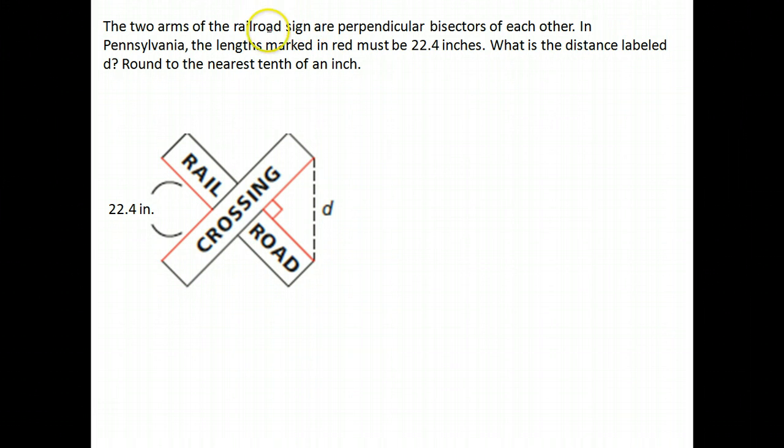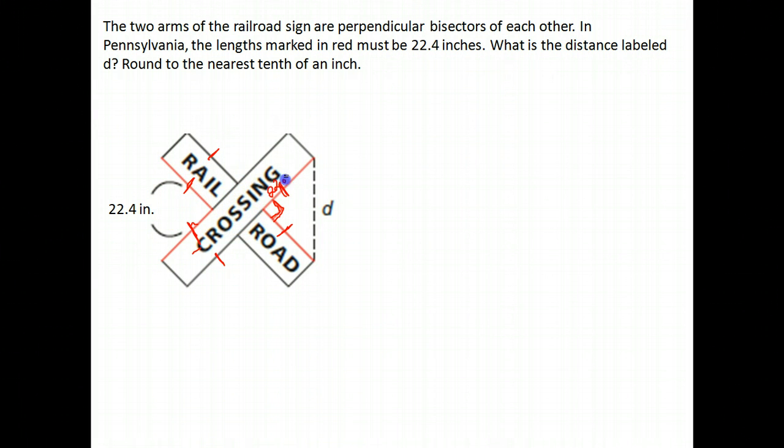Here we have kind of an application. It says the two arms of a railroad sign are perpendicular bisectors of each other. In Pennsylvania, the lengths marked in red must be 22.4 inches. What is the distance labeled D? So let's take a look. Perpendicular bisector, what does that mean? These two crossings are perpendicular bisectors. It means that they form a right angle. The other thing it means, bisect, means to cut into two equal parts. So all of these side lengths end up being the same.